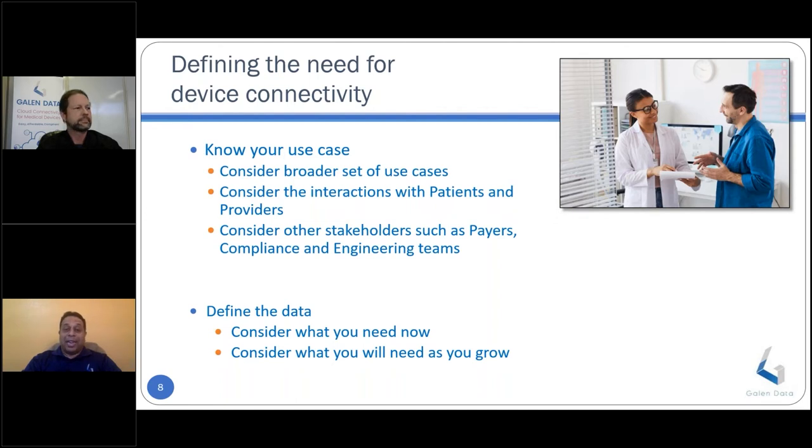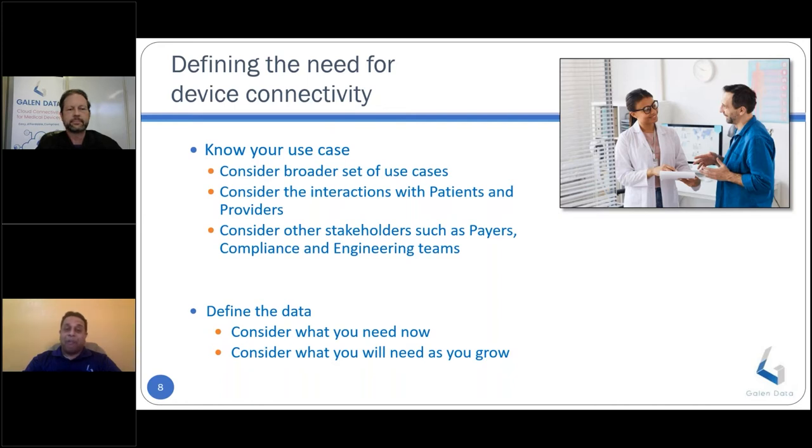So try to understand the need, but look at a broader set, and then you can narrow down during implementation. You may say, we may just want to do pieces of this for now, but at least start with a broader use case and consider a wide variety of stakeholders. And then from the data perspective, once you've figured out your use cases, the next thing is, what data do I need to capture? If I'm looking at compliance monitoring, I need to know user data about the patient. I need to know maybe trends, why they're not using it.